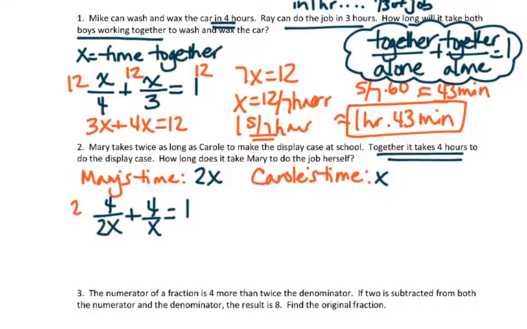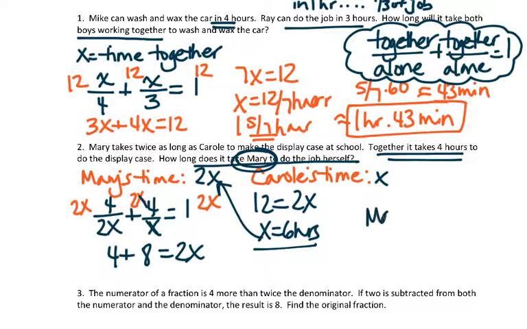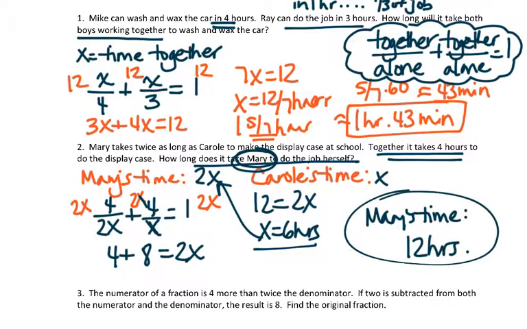And our LCD here would be 2x. And we multiply that and we're going to get what? 4 plus 8 equals 2x. So x is going to be 6. And you got to be careful. You got to always make sure you answer the right question. It says, how long does it take Mary to do the job? So Mary's time is 2x, and 2 times 6 is 12 hours. So those are the job problems.